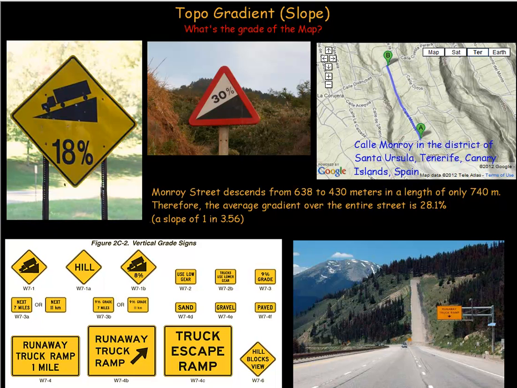Okay, and what I'm going to do today is the third part of topography. This is going to be Topo Gradient. Gradient is figuring out its slope, whether it's actually a steep slope or a gentle slope, and then how much it is, how steep it is, how gentle it is. Basically, it's like looking at the grade of a map.